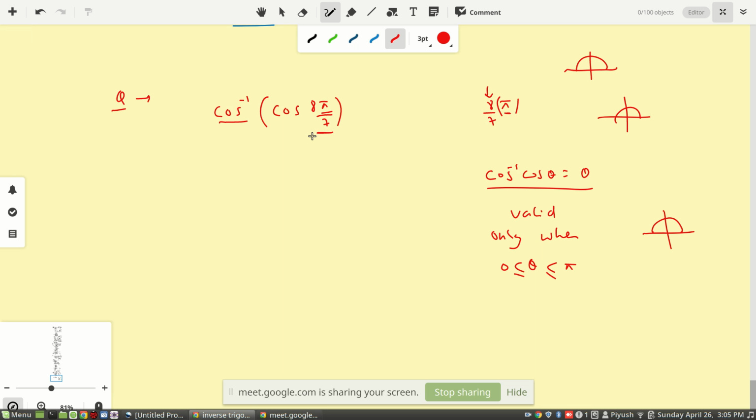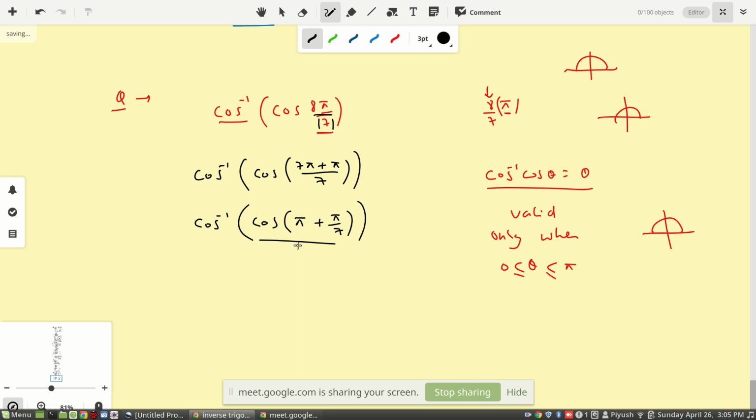So if we cannot answer this directly, we have to work. Let's do it. In cos inverse, I told you that you have to convert this into the nearest multiple of the denominator. So the nearest multiple of the denominator is 7 only. So this 8 pi can be written as 7 pi plus pi. And then after that you separate. So 7 by 7 gets cancelled, and this is pi plus pi by 7.